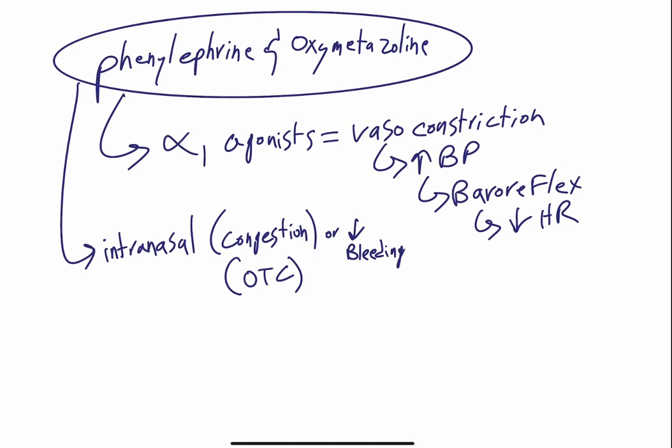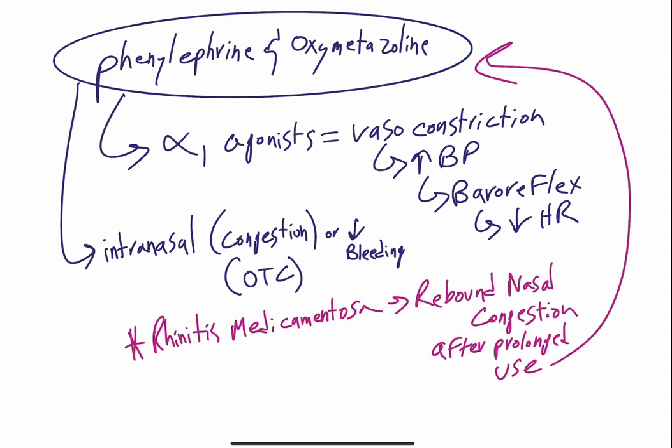Be aware of rhinitis medicamentosa. This is rebound nasal congestion after prolonged use of these drugs. Basically, the receptor becomes desensitized, and when you stop using it, you're extremely nasally congested. The treatment for this is to discontinue that drug, and eventually you will return to normal.